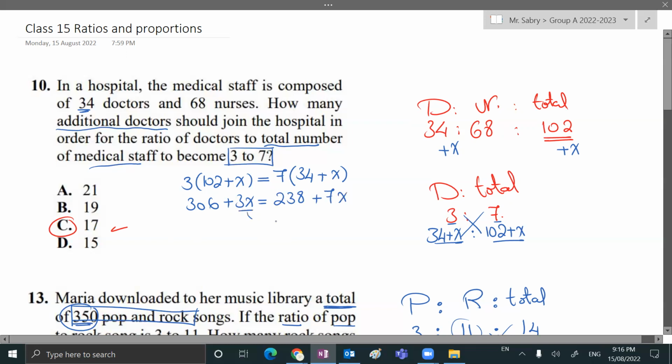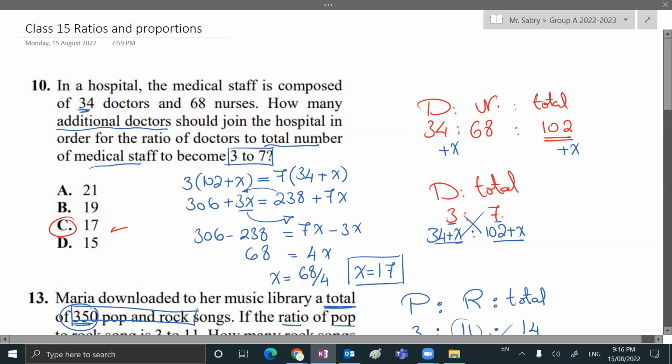I'll put the x's on the same side and the numbers on the other side. I'll do 306 minus 238, which equals 7x minus 3x. This gets me 4x equals 306 minus 238, which is 68. Then x equals 68 divided by 4, which means x must equal 17. Indeed, right? Yes. And that's every step of it.